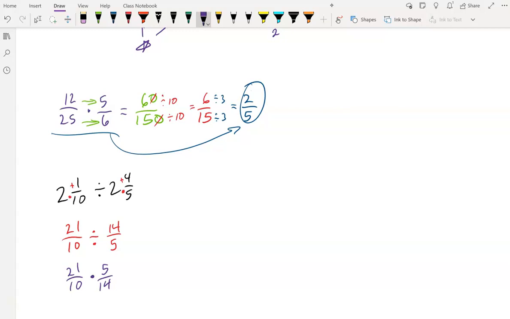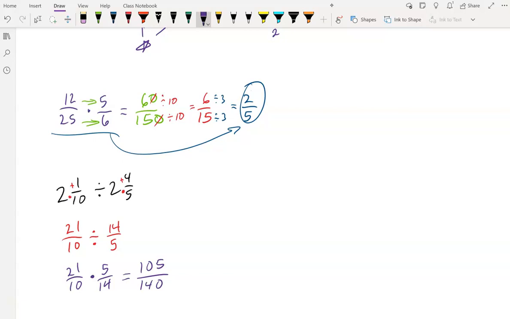Anyway, now that we have it set up as we are multiplying by the reciprocal, keep the first number the same, multiply by the reciprocal of the second number, now we can multiply straight across. And if you need to use a calculator, don't hesitate. Okay, 21 times 5 is 105. And 10 times 14 is 140.